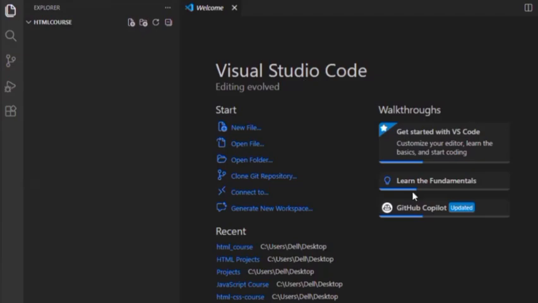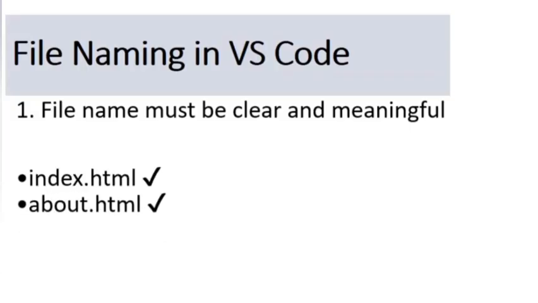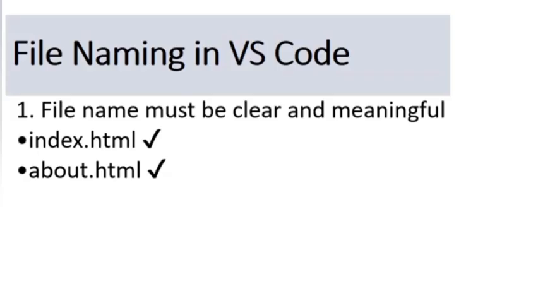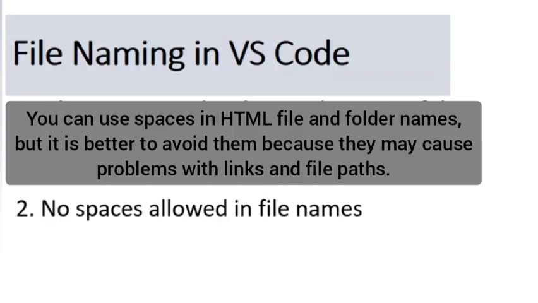To name a file there are also a few rules. Let's quickly check on that. Okay, file naming in VS Code. A file name must be clear and meaningful. So you all have to name the file in a very clear and meaningful way, for example, index.html, about.html. With practice, you will be able to name files clearly and meaningfully. And again, same as folders, no space is allowed in between file names.